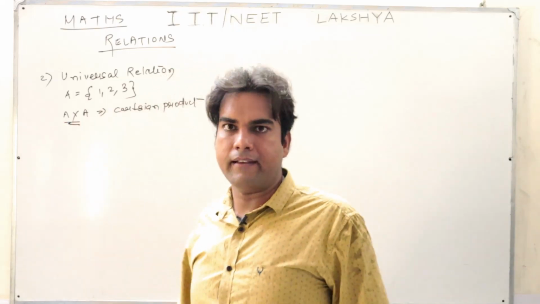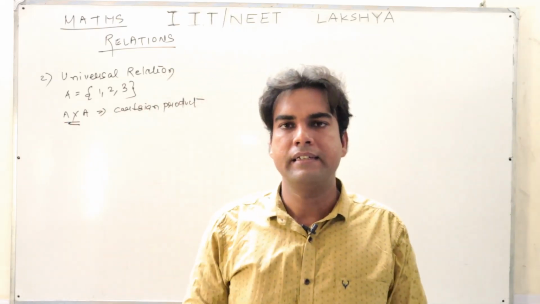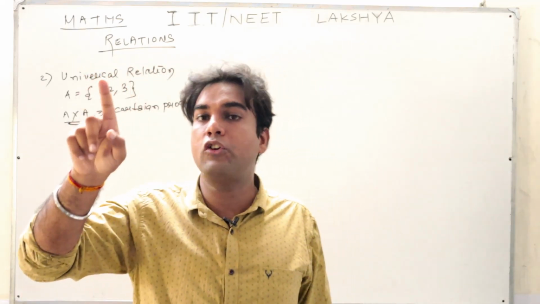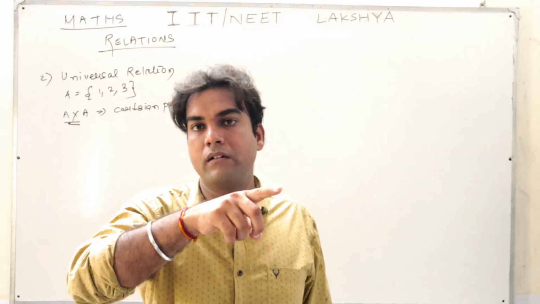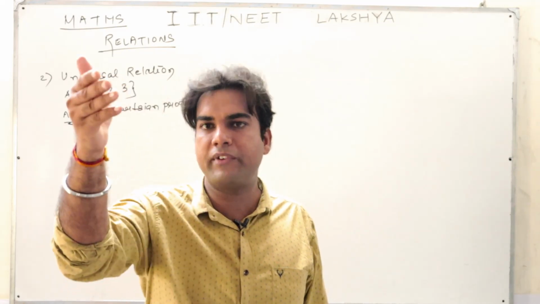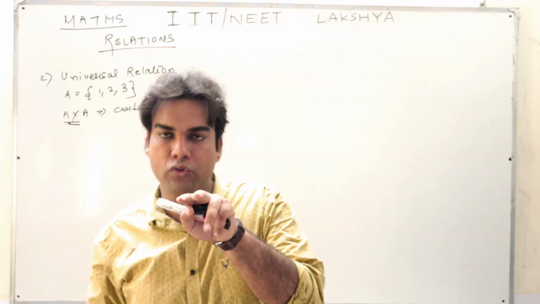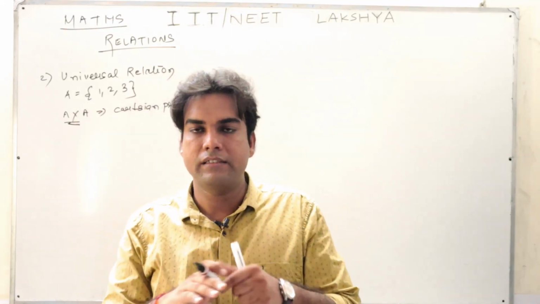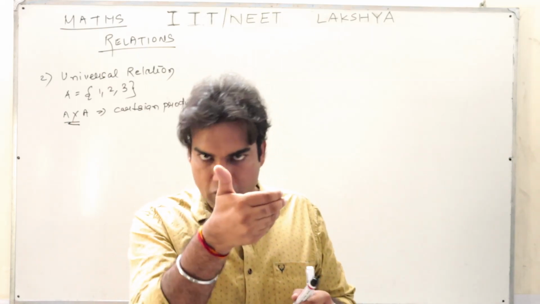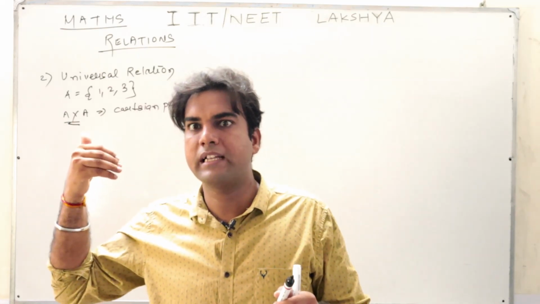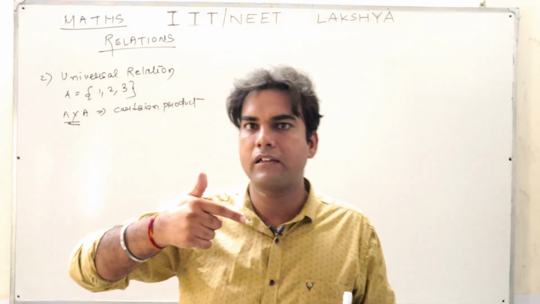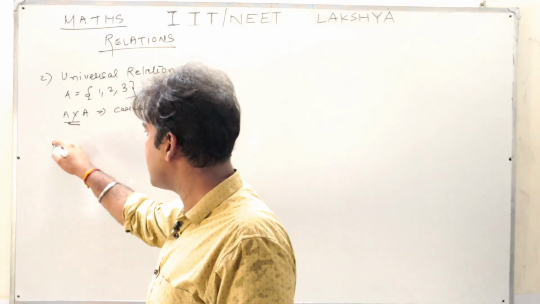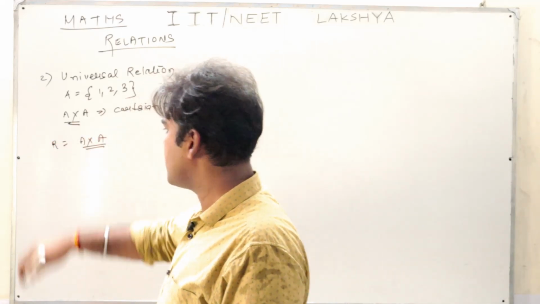Now let us try to understand the meaning of universal relation. See, A cross A, which is your Cartesian product, is also a relation, because A cross A is nothing but a set, and I told you a set is a subset of itself. So if you try to see the subsets of your Cartesian product A cross A, you are going to get phi, then other subsets, and the final set will be nothing but the Cartesian product. That set is your universal relation. So your universal relation is nothing but your Cartesian product A cross A.